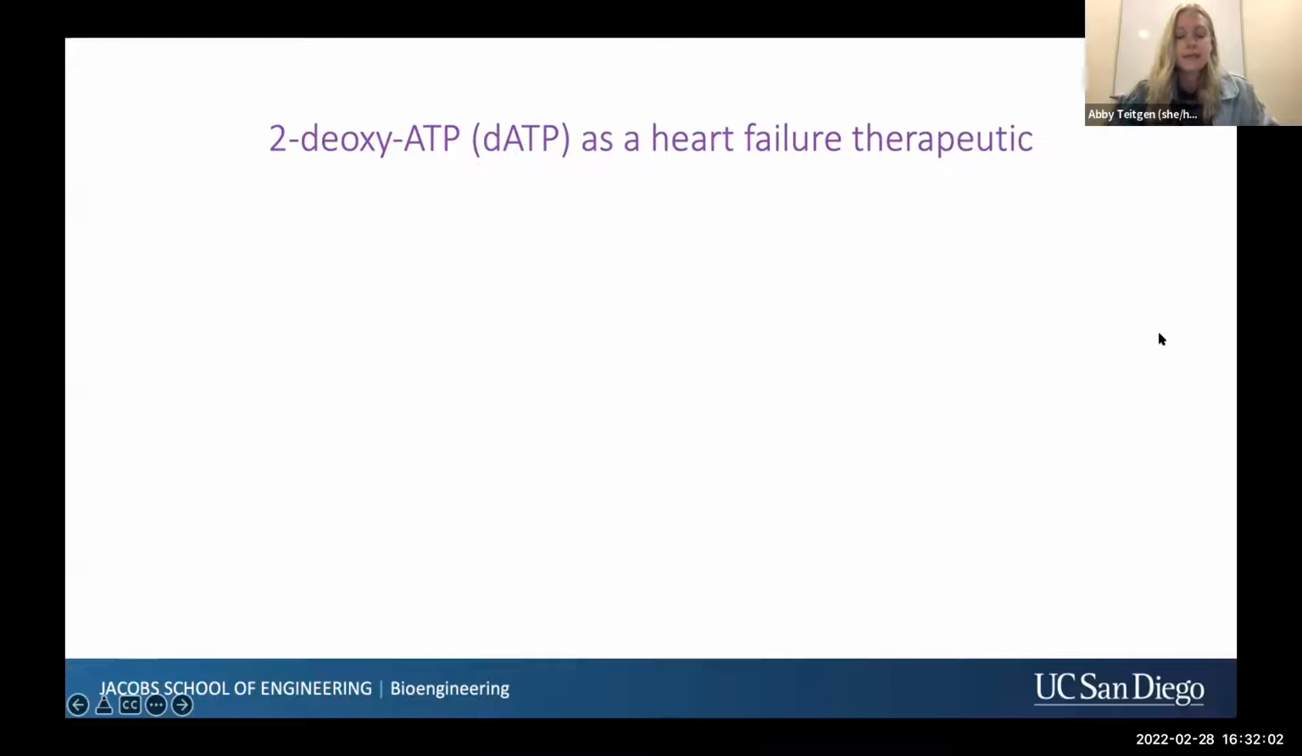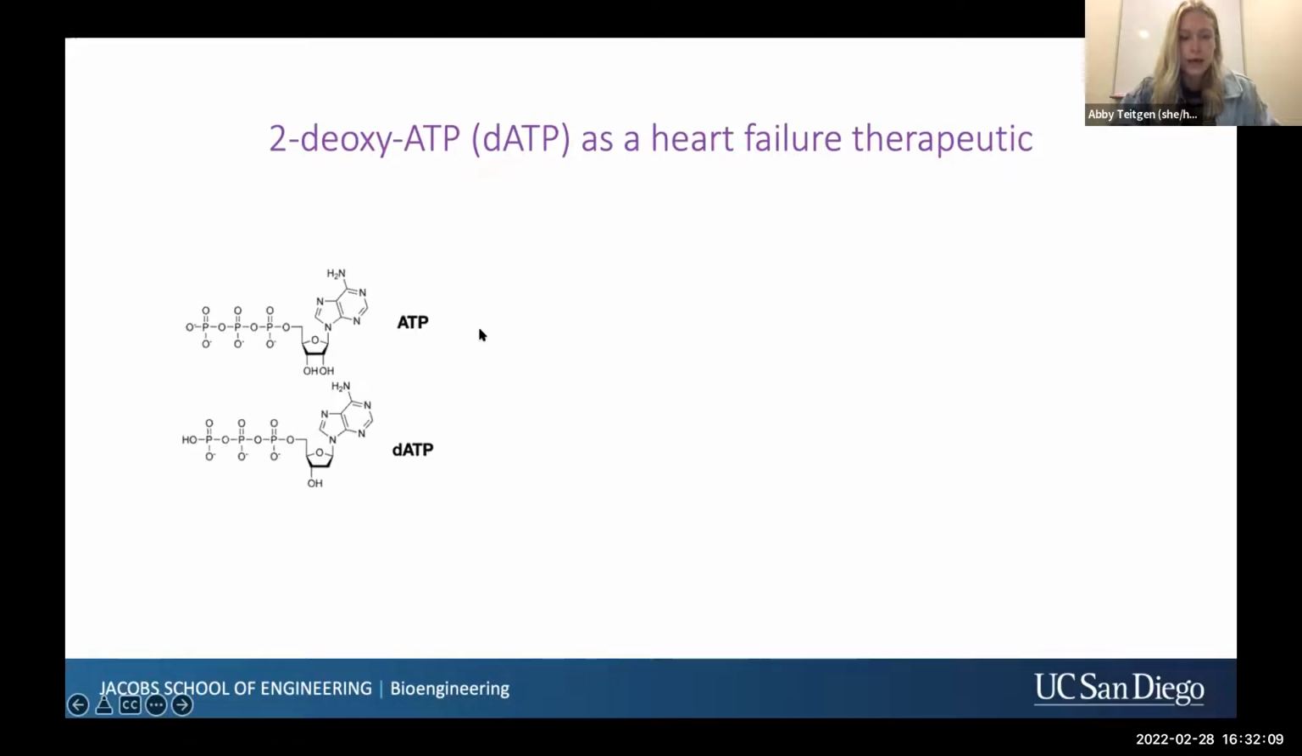So I'm interested in studying a small molecule called 2-deoxy-ATP, or dATP, and it's a naturally occurring nucleotide, very similar to ATP, but it's missing a hydroxyl group. And this is being investigated as a heart failure therapeutic.